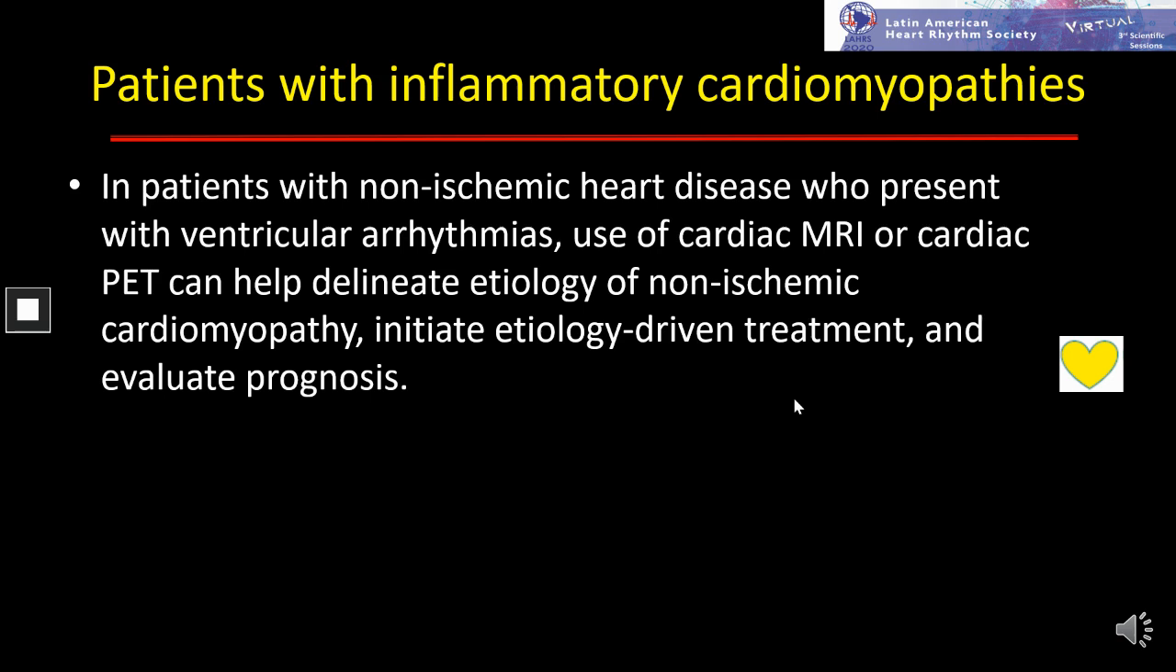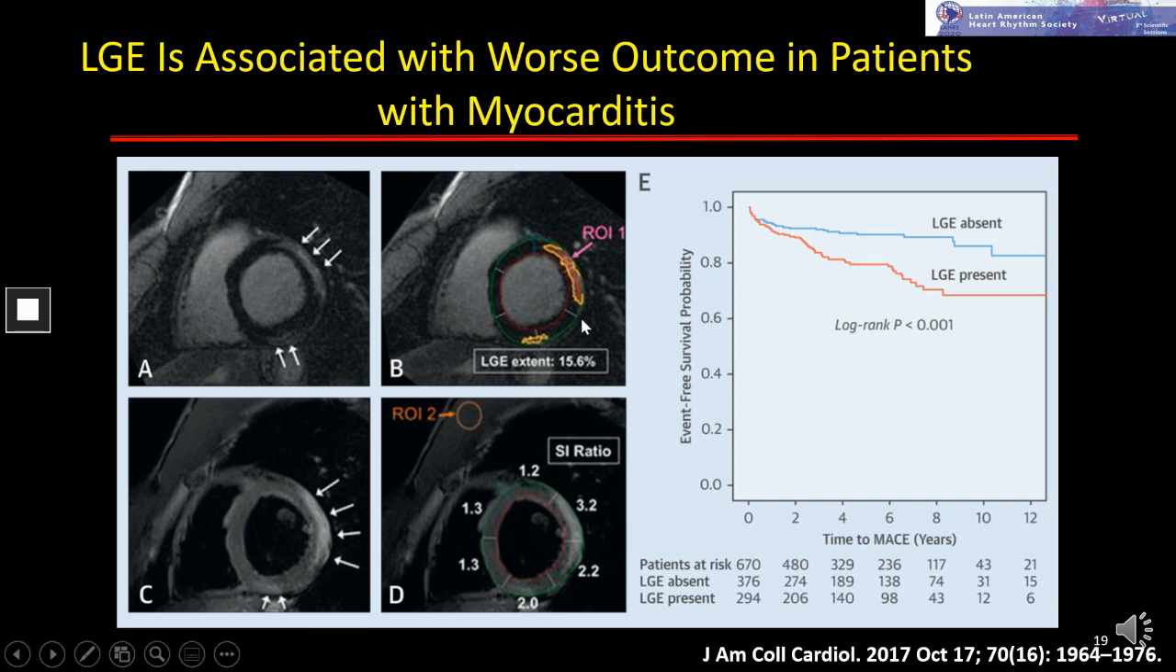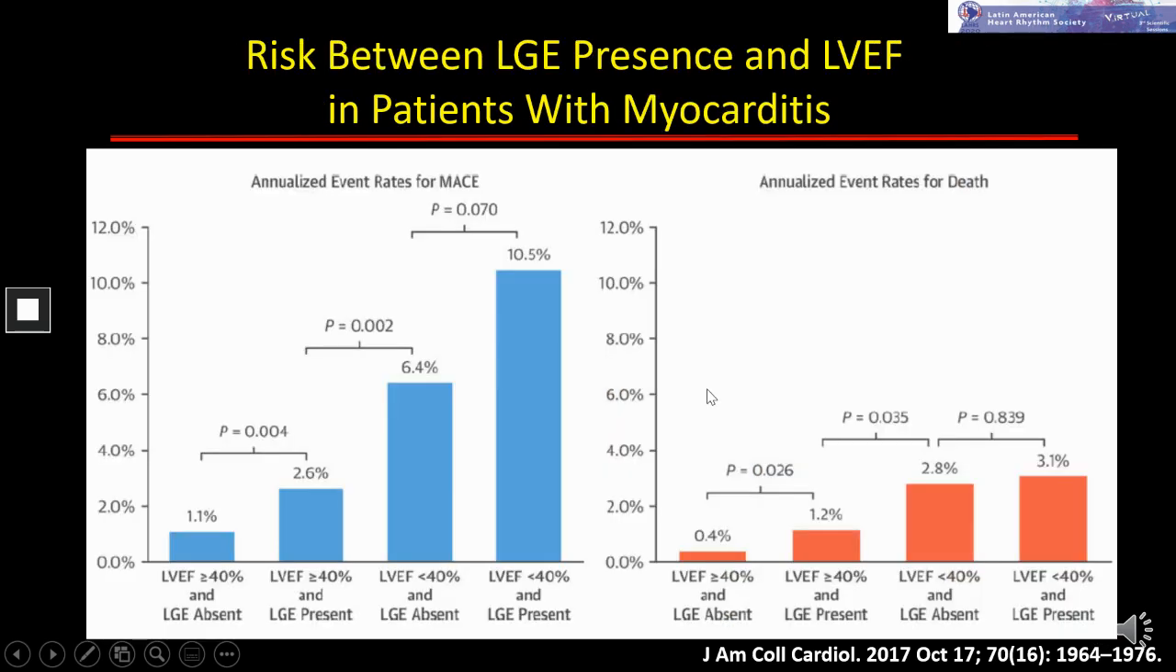How about patients with inflammatory cardiomyopathy as a type of non-ischemic disease? We can use cardiac MR or PET scan to delineate the etiology of the non-ischemic cardiomyopathy, initiate etiology-driven treatment, and evaluate the prognosis. This is a patient with myocarditis. Using cardiac MR, we may identify delayed enhancement of the lateral wall of the left ventricle. The presence of LGE predicts worse long-term survival. Therefore, in this patient, the presence of LGE on cardiac MR and a worse ejection fraction of less than 40 correlate with major cardiovascular events and future mortality.